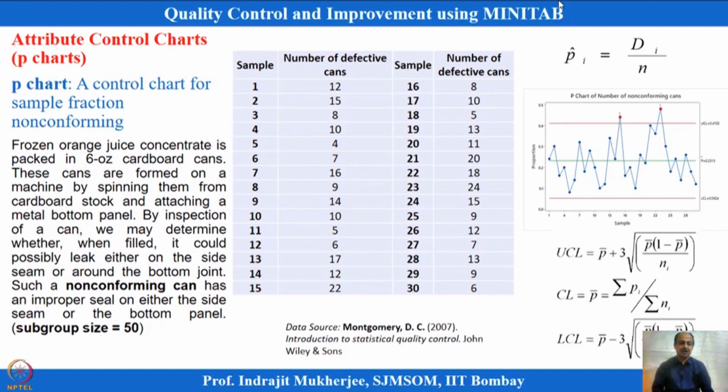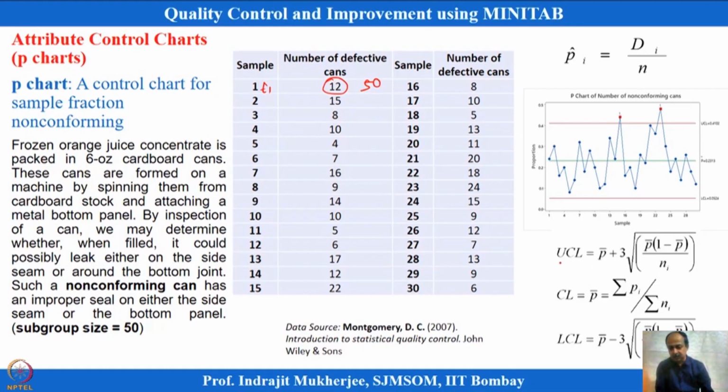One example shown here is the number of defective cans when every time I am inspecting 50 samples, which is the subgroup size. So, at a given time point, T1, 12 cans were found defective, and 50 cans were inspected. Okay. Here the formulation assumes a binomial distribution.